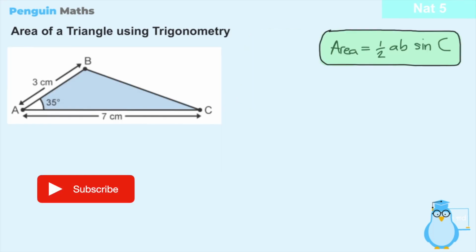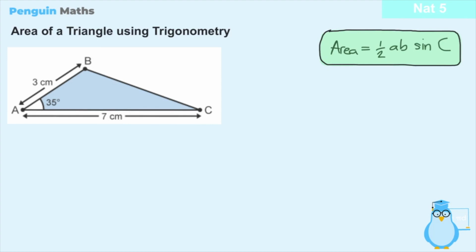Okay, so let's have a look at our first example. Here we have a triangle and we've been given the length of two sides. So here we have a length of 3 centimeters and also a length of 7 centimeters right here, and also an angle of 35 degrees, and we've been given the task of calculating the area of this triangle. Now we've already been given the names of the three corners or the three angles within the triangle. We have A, B and C, so I'm just going to label the sides now.